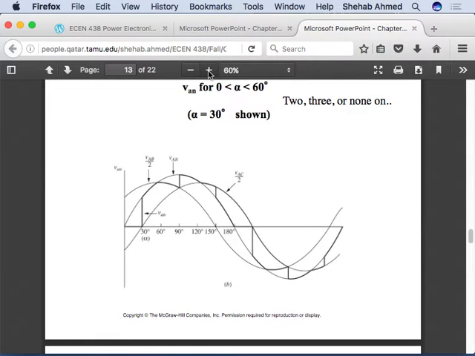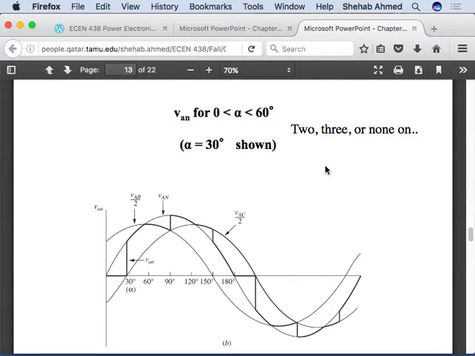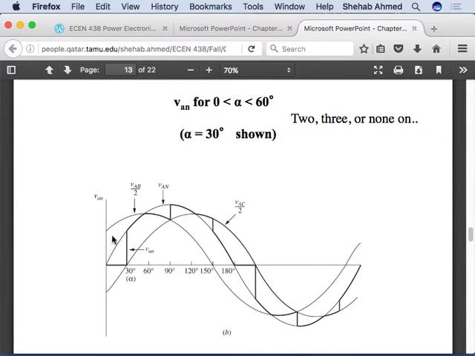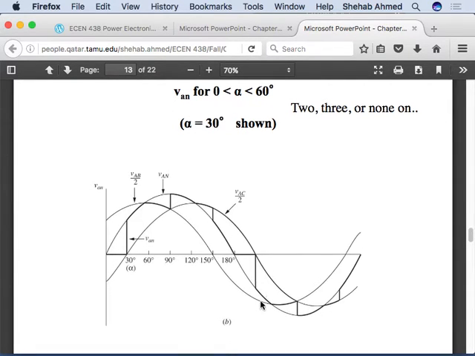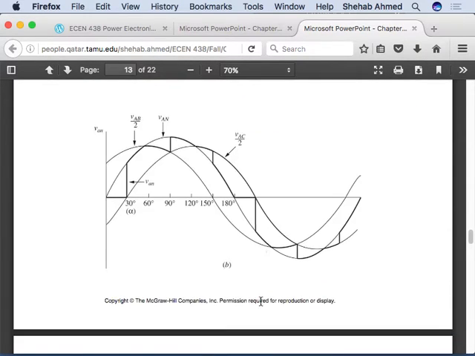So last time we stopped, here we did an example of the AC to AC voltage controller, or the phase controller, phase voltage controller. And we did the example in the case where alpha was 30 degrees, and we saw this output voltage waveform here on phase A.